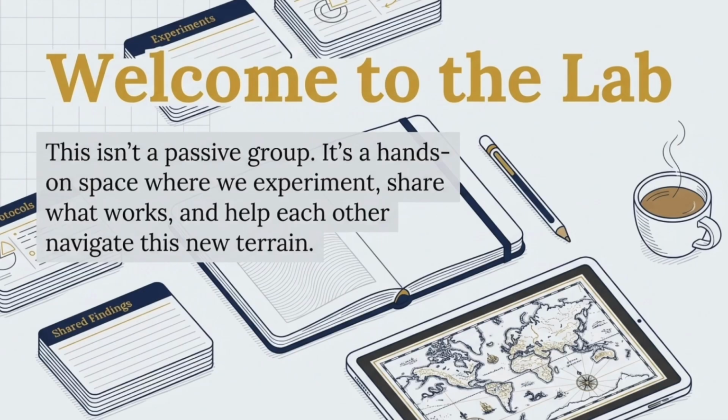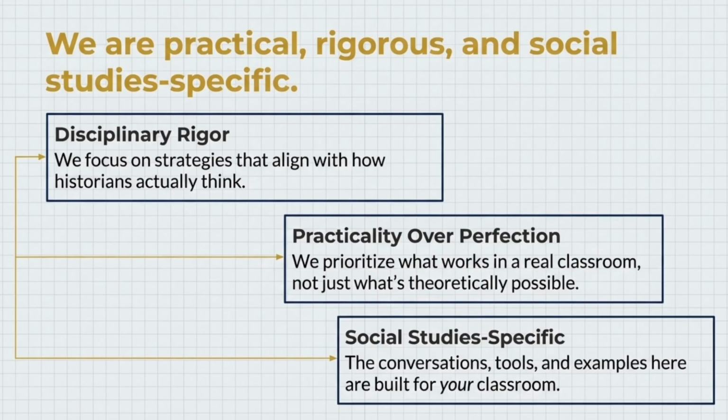This isn't a passive Facebook group where you scroll and forget. This is a hands-on lab where we actually do the work together. So what makes this community different? Well, first, there's a few things. We're not here to sell you some utopian vision of AI. We're not techno-romantics. We know AI has real risks, real biases, and real ethical concerns. We talk about those openly.